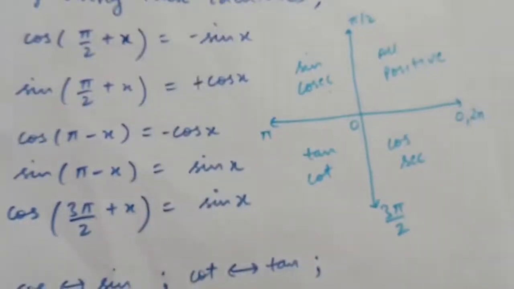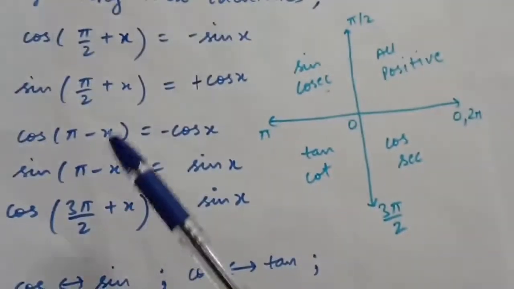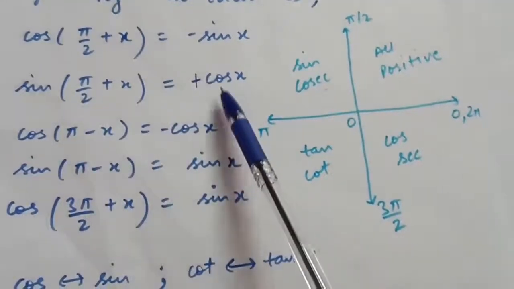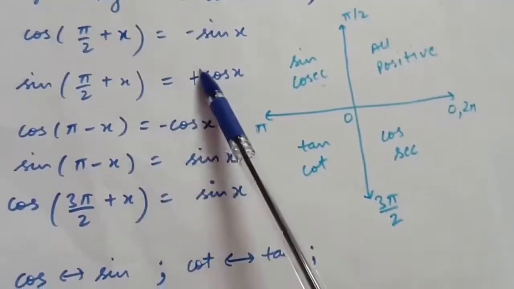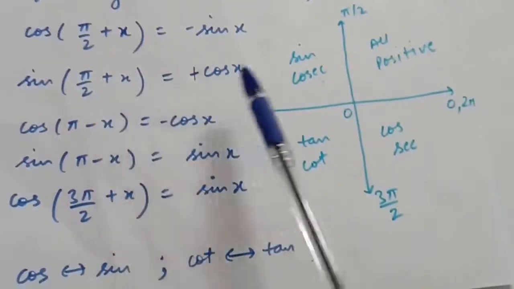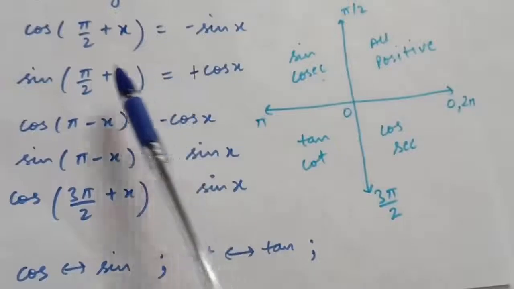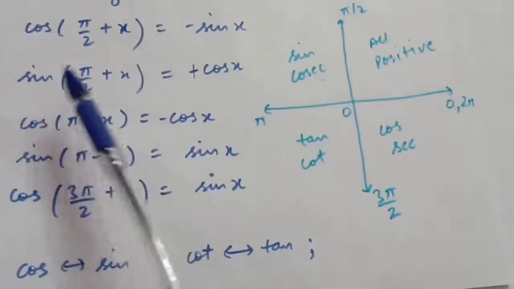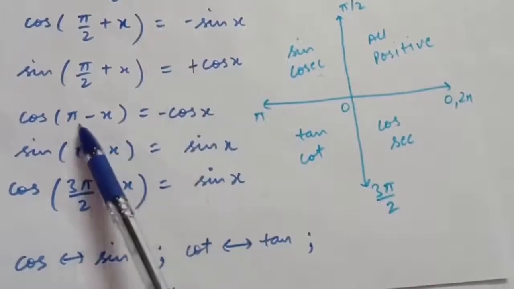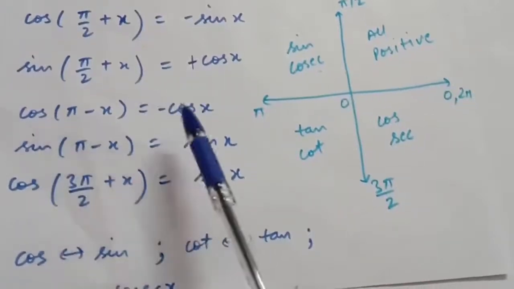Now see, the next is sin pi by 2 plus x. At pi by 2, sin will change into cos, right? But here comes a plus sign. Why? Because this angle lies in the second quadrant, and in the second quadrant sin is positive, so it will be a plus sign, right? Now at pi, the trigonometric function will remain the same.